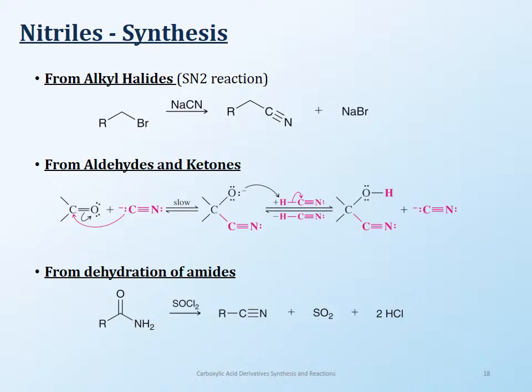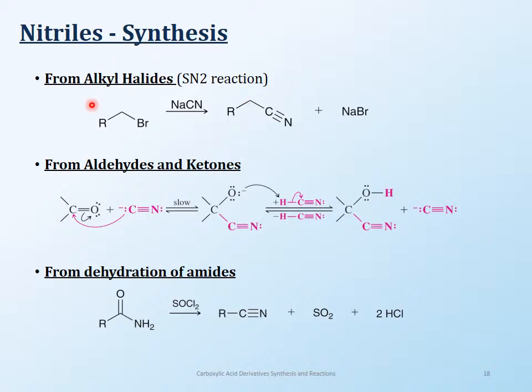Now the nitriles. We didn't really talk about nitriles yet, because nitriles don't have the oxygen in them, so I kept them at the end. They also don't have the traditional leaving group as we talk about in the other derivatives. That's the reason I left them at the end. So how do you make nitriles?